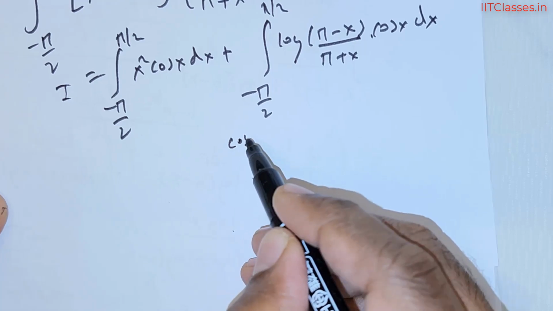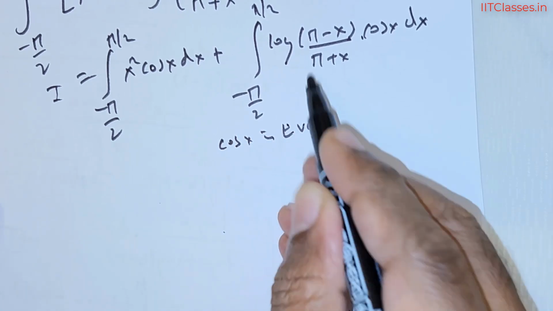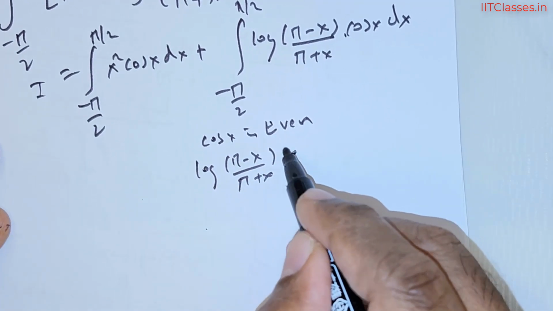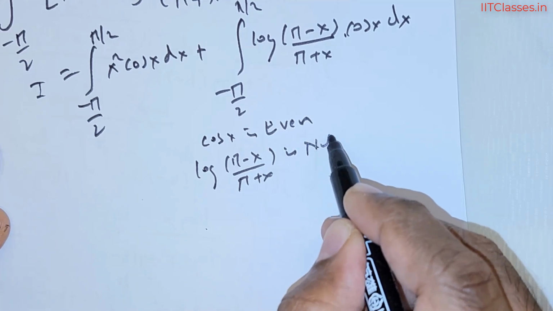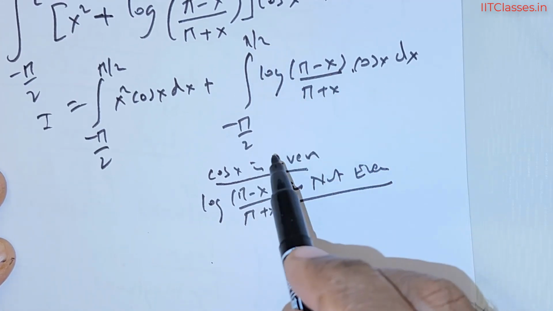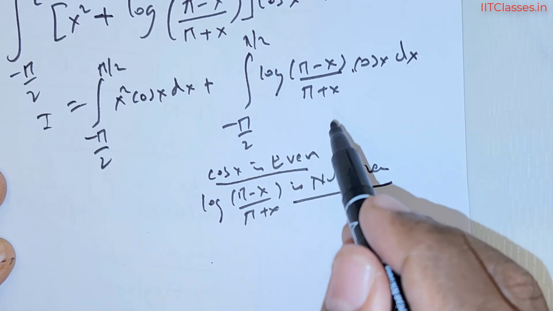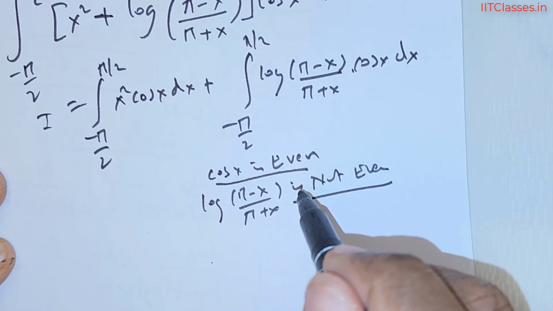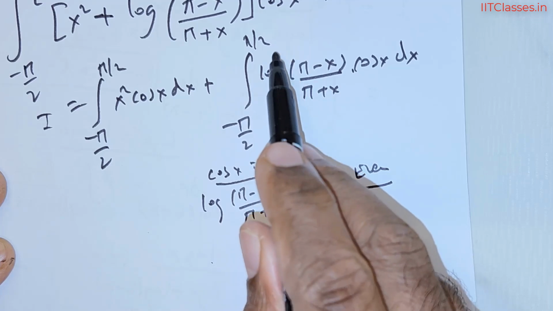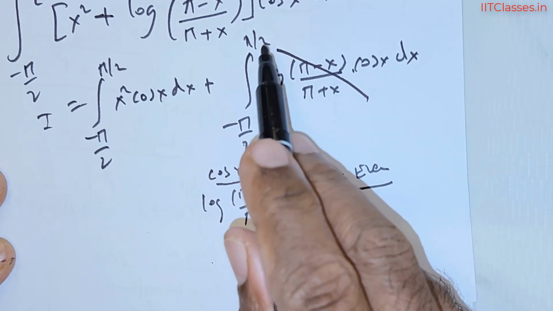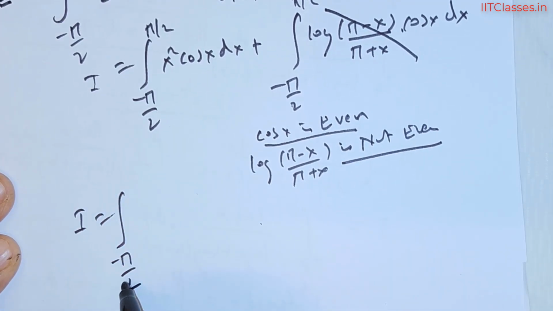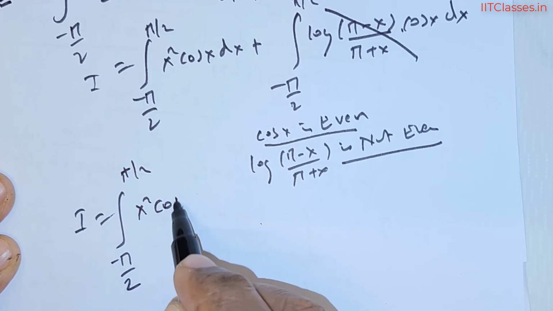Now cos x is an even function, right? But log of (pi minus x) over (pi plus x) is not even. If it is an even function, then this integral can exist from negative pi over 2 to pi over 2. When it is not even, in fact it is odd, and once the function becomes odd, this entire integral will vanish for the limits negative pi over 2 to pi over 2. So what we are left with is I equals the integral from negative pi over 2 to pi over 2 of x squared times cos x dx.